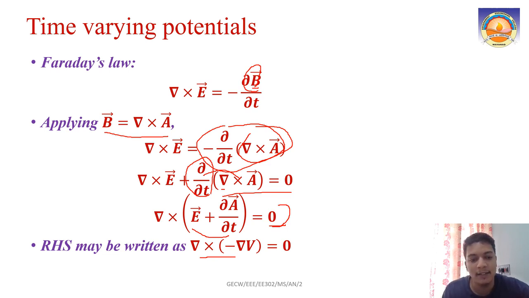Del cross minus del V can be equated to 0, so that we will apply here. On the right-hand side, del cross minus del V we will apply. It means we get the curl of one vector here and the curl of another thing here. So E plus dou A by dou t will become equal to the negative gradient of potential.